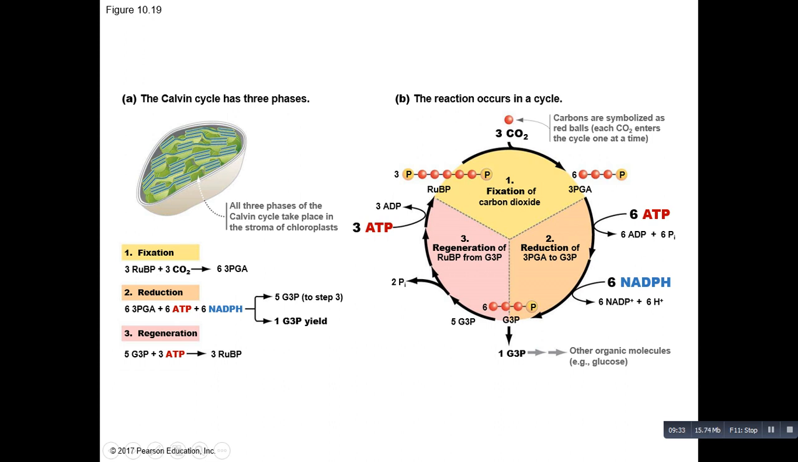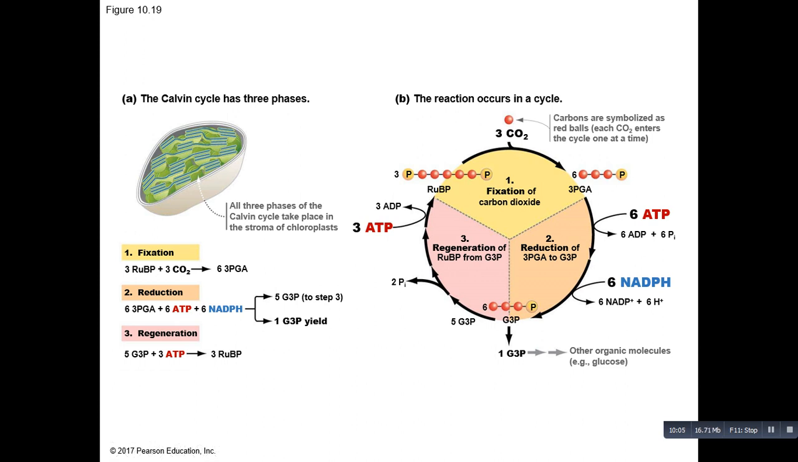Okay, so we have over here our equations. So with fixation, we have RUBP and carbon dioxide that forms 3-PGA. We have our reduction, which takes the 3-PGA plus 6 ATP and 6 NADPH, and we get 1 G3P that continues on to make other organic molecules such as glucose, and 5 that are used to continue the Calvin cycle.